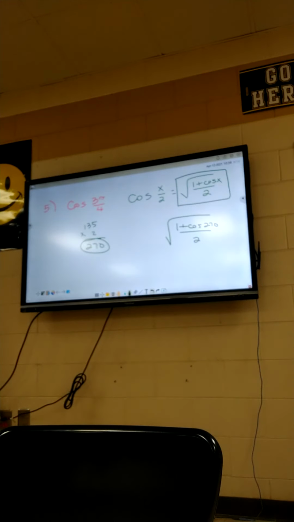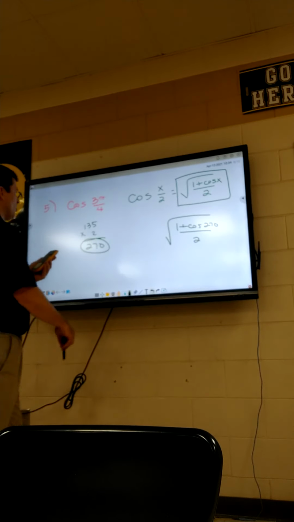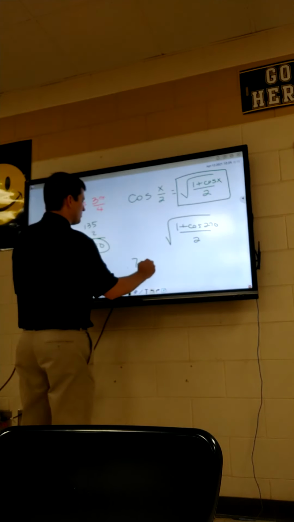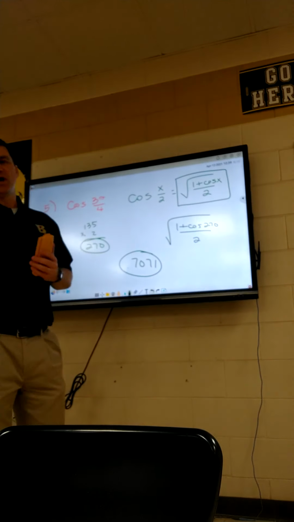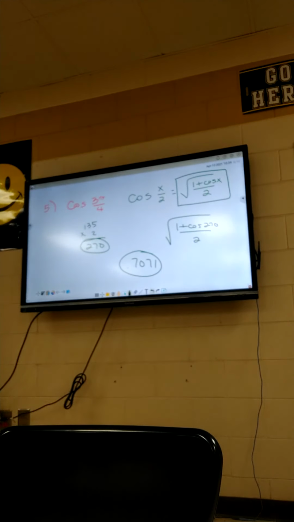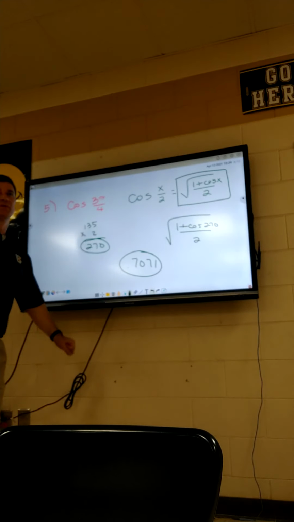That's how you do a half angle formula for cosine. So let's see who can do it. Who can type that in? 1 plus cosine of 270 over 2. I got point 0.7071 is our answer. That's number 5. All y'all got to write down is the answer. Does anybody have a question about how I did any of the steps?